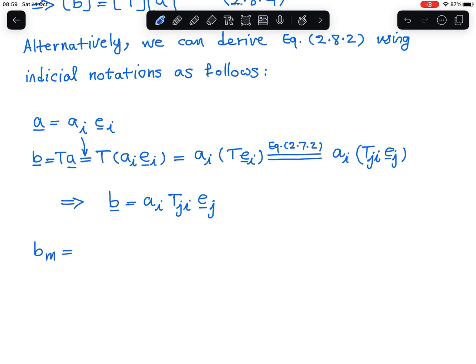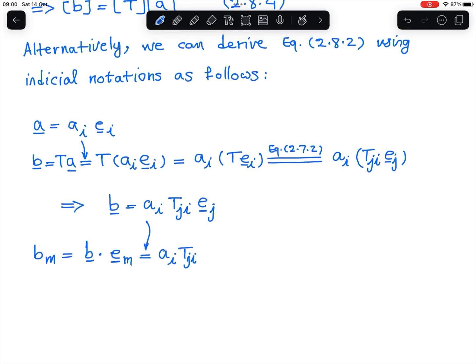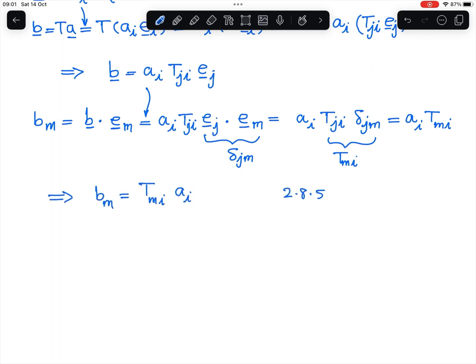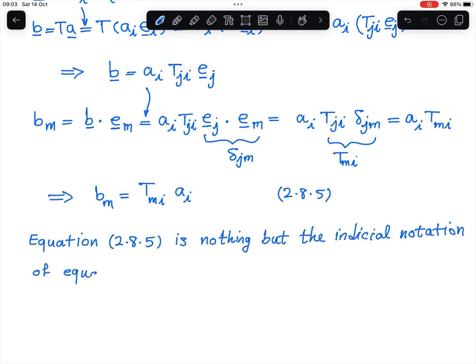Bm, the components of the vector B, can be calculated using the dot product of B and EM by substituting B with the above expression. Dot product of EJ and EM is delta JM. Delta JM replaces J with M in TJI. Finally, we will have Bm equals TMI AI. Equation 285 is nothing but the indicial notation of equation 282.